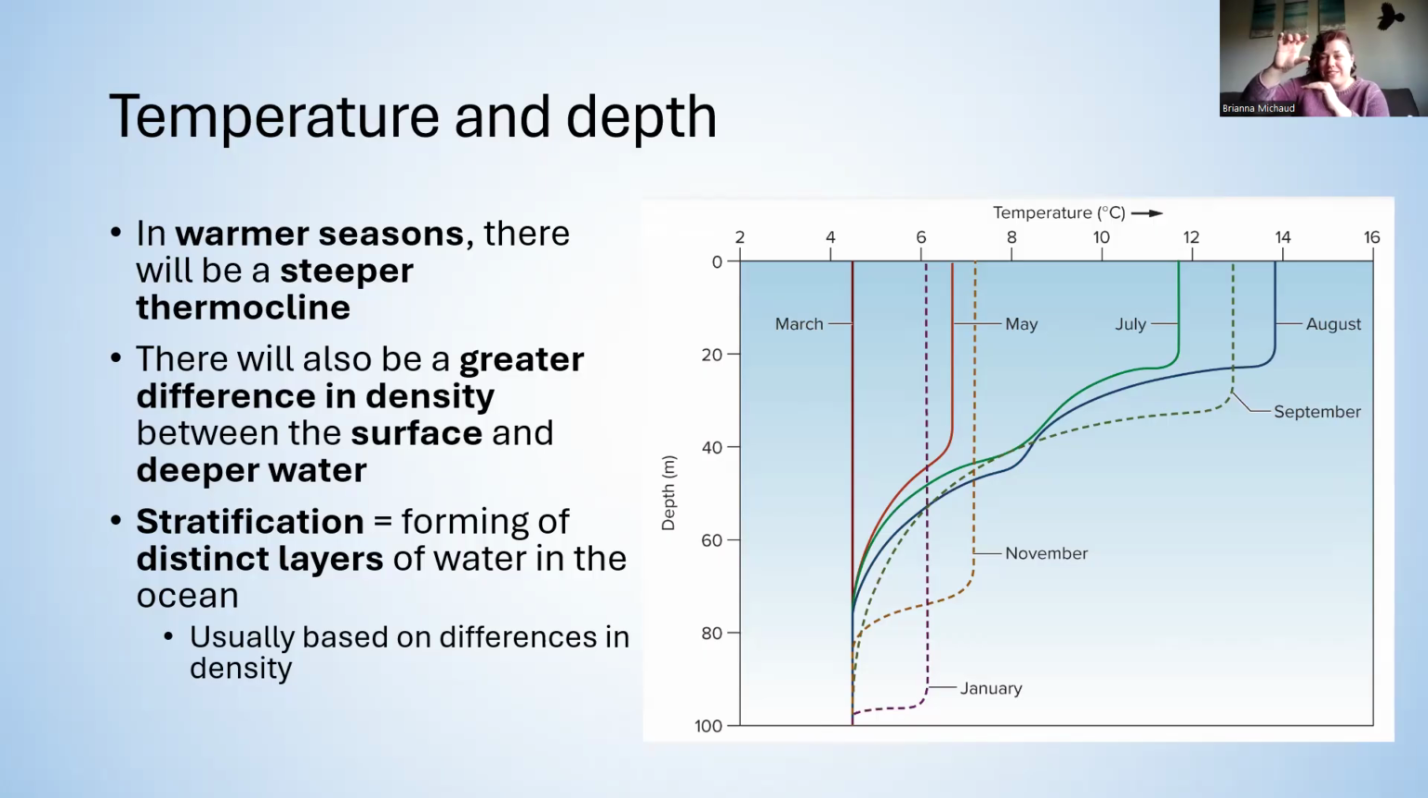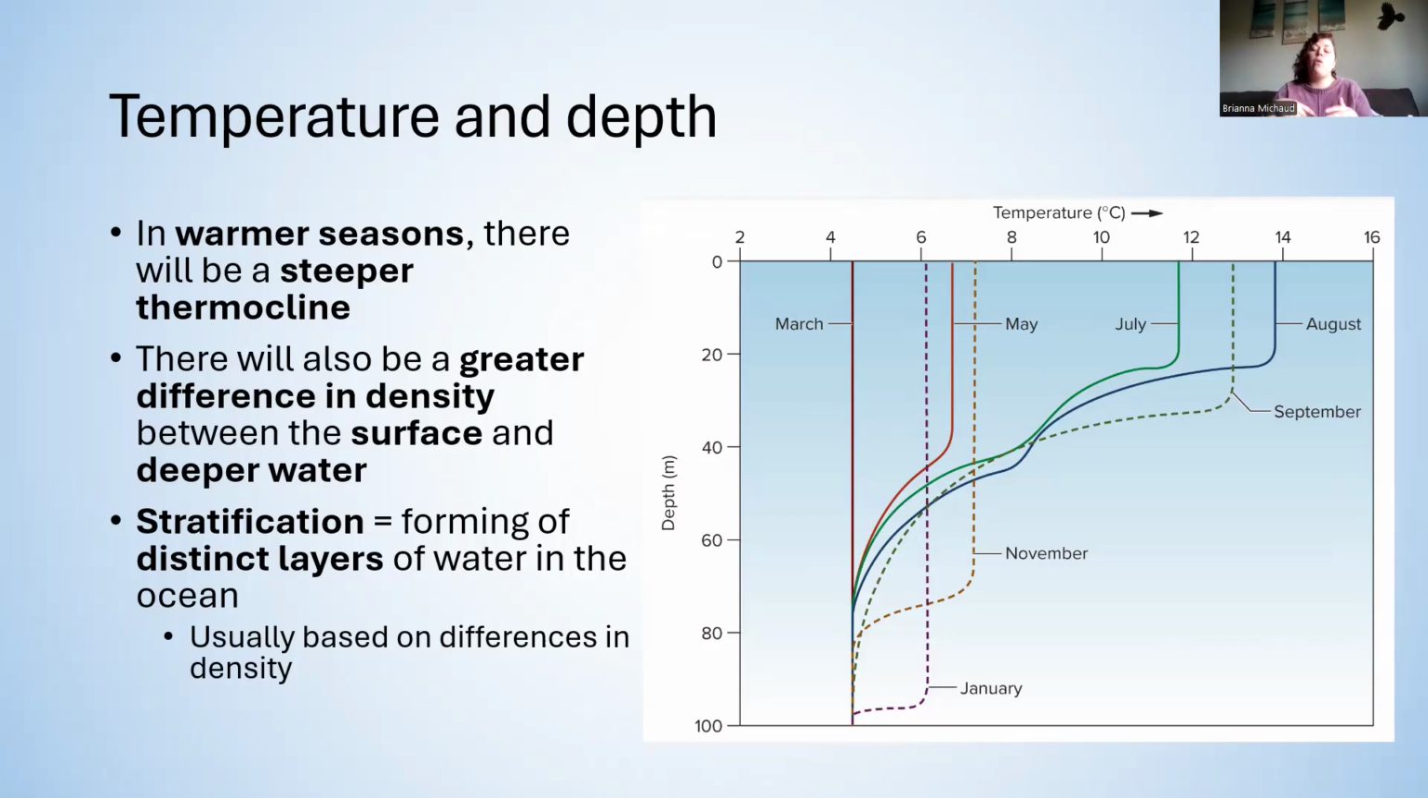And when you have really big differences in density like that, the water tends to not want to mix. It just forms these two layers and they kind of don't mix. They just stay where they are. We call that stratification, when water is forming these distinct layers that are kind of separate from each other. And usually this happens because of a difference in density.